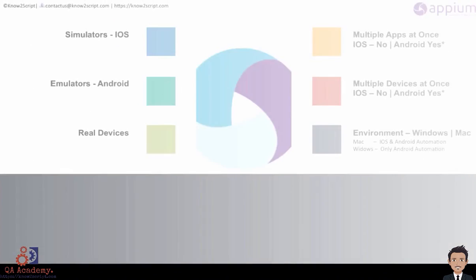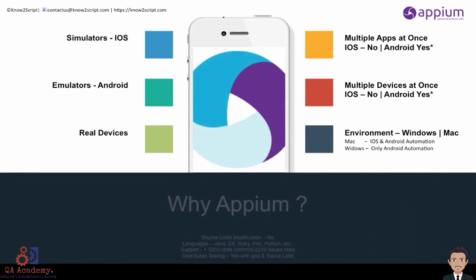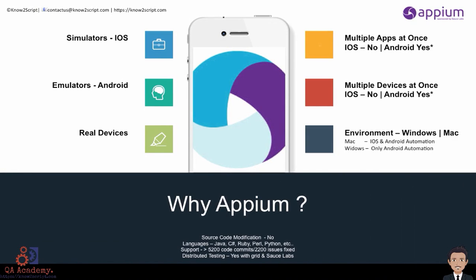Well, here is my next question. Why APM? Why do we need to choose APM? These are a few reasons out of many which make us choose APM for mobile test automation from an open source tools perspective. APM supports executing your scripts and testing mobile applications on simulators for iOS and on emulators for Android, and of course on real devices for both.